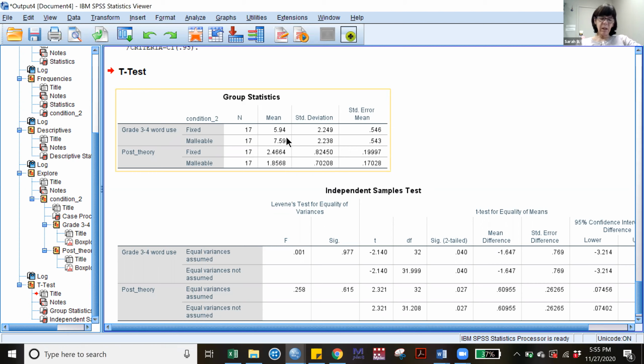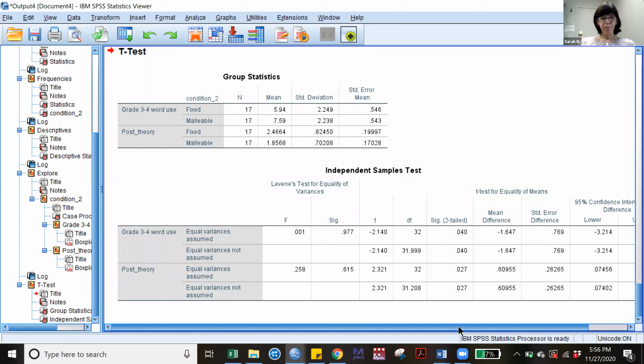You'd want to report these descriptively, but you wouldn't make inferences from just this descriptive comparison. But it looks like the malleable group is using more words, just as it looks like the malleable group tends to have a more malleable theory of student ability in math.